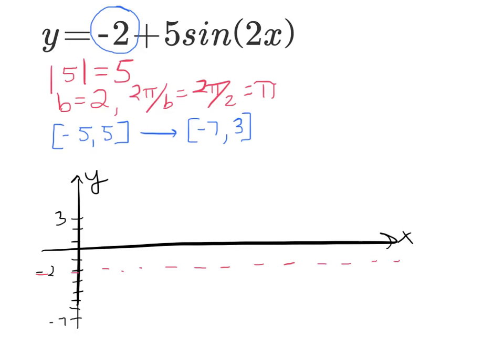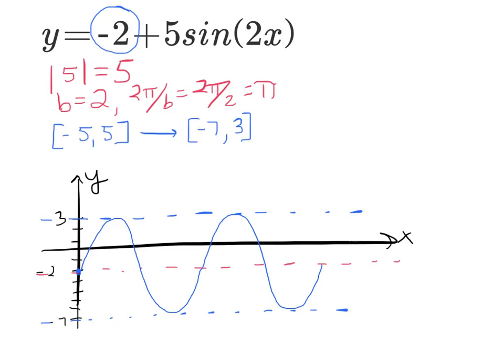And we're drawing a sine graph. So sine usually starts at the origin, but since it's shifted down 2 units, it's going to start at the point 0, -2. So here's my first point. I'm going to draw 2 sine curves, but I need to remember that I've got to go all the way up to 3 and all the way down to -7. Okay, here we go. 2 cycles, starting at -2, 1 cycle, 2 cycles.